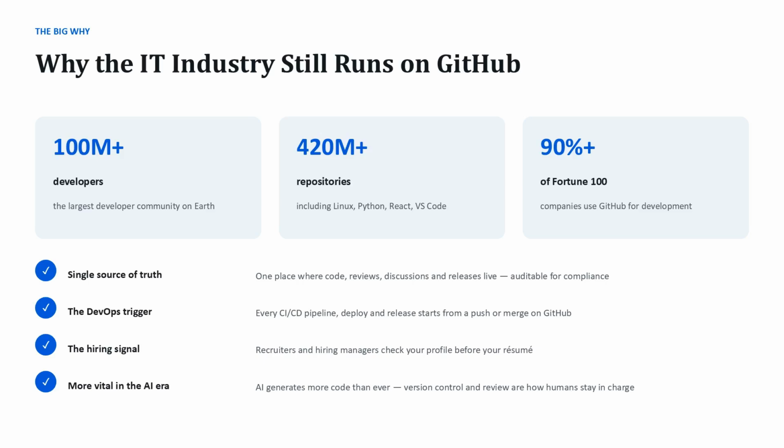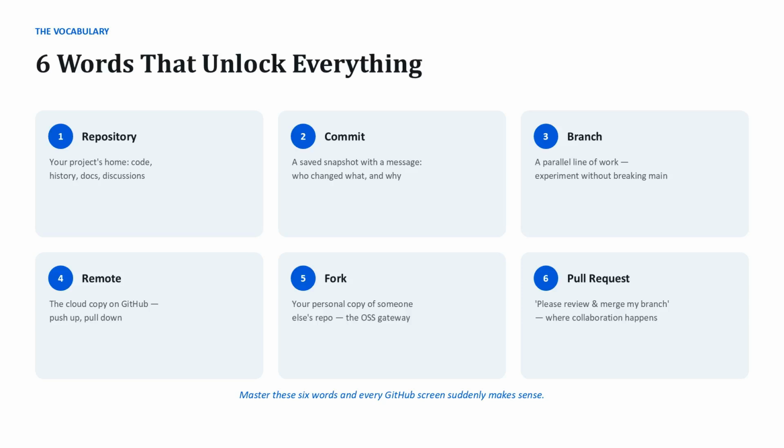But here's the deeper reason the industry can't let go. GitHub is the single source of truth. Code, reviews, discussions, and releases all live in one auditable place, which compliance teams love. It's the trigger for every DevOps pipeline. It's the first thing recruiters check before your resume. And here's the twist. In the AI era, GitHub matters more, not less. AI generates more code than ever, and version control plus human review is exactly how we keep that flood under control.